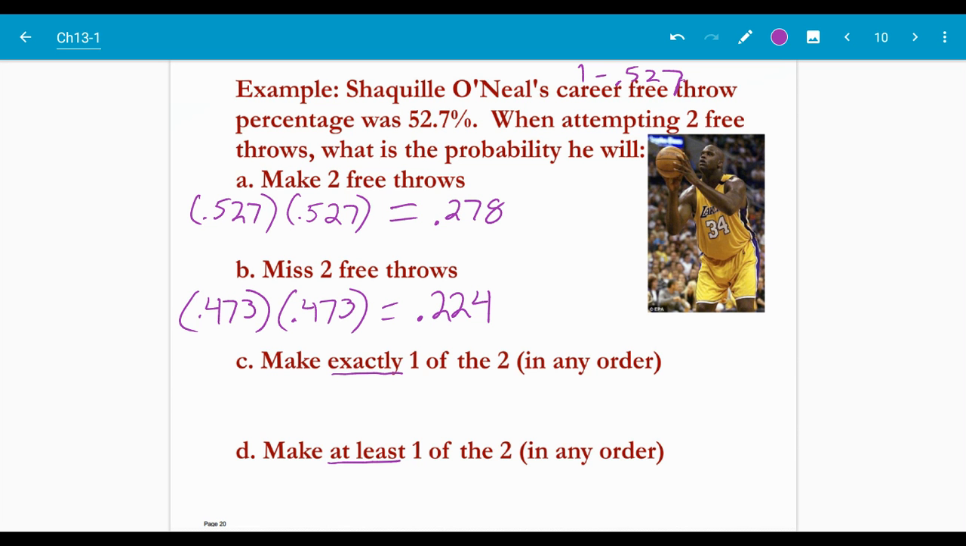All right, so the probability that he makes one of the two, well, let's just play this scenario out. The probability that he makes that first free throw, 0.527, and then he would miss the second one, times 0.473. We can multiply this out. 0.527 times 0.473 is 0.249.